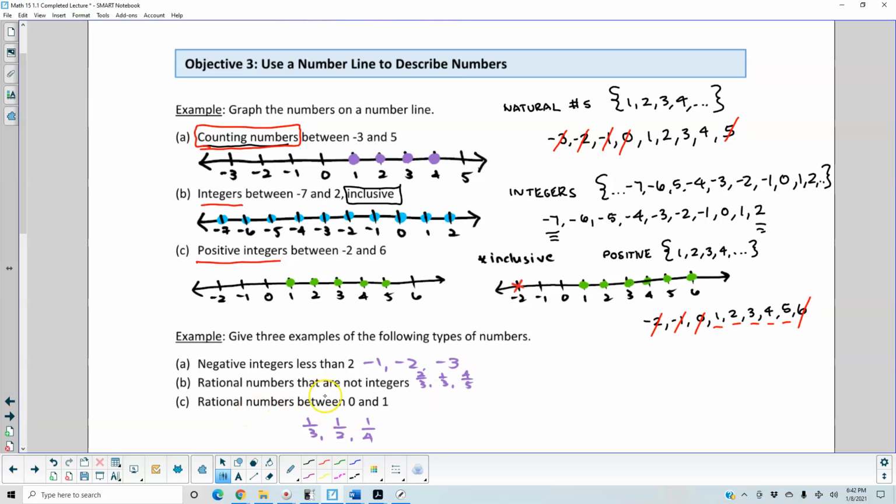And then rational numbers between 0 and 1. Well, what are numbers in between 0 and 1? These are proper fractions where the numerator is smaller than the denominator. We know that 1/3 is in between 0 and 1, 1/2 is in between 0 and 1, and 1/4 is in between 0 and 1.